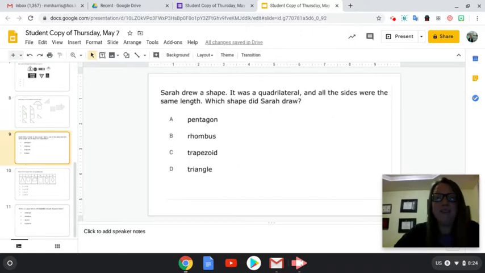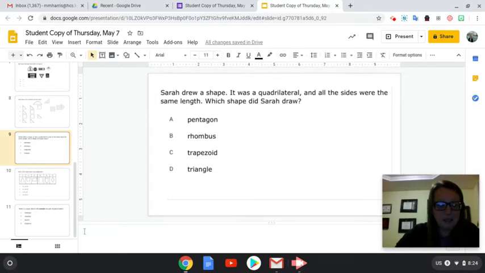All right, if you need just a minute, pause me. Okay, it says quadrilateral, all the sides were the same length. Is a pentagon a quadrilateral? No. Is a rhombus a quadrilateral? Yes. Does a rhombus have all sides that are the same length? Yes, so that could be a possibility. Trapezoid. Is a trapezoid a quadrilateral? Yes. Does it have all the sides the same length? No, so it can't be trapezoid. And a triangle, is a triangle a quadrilateral? No, so our answer is B.